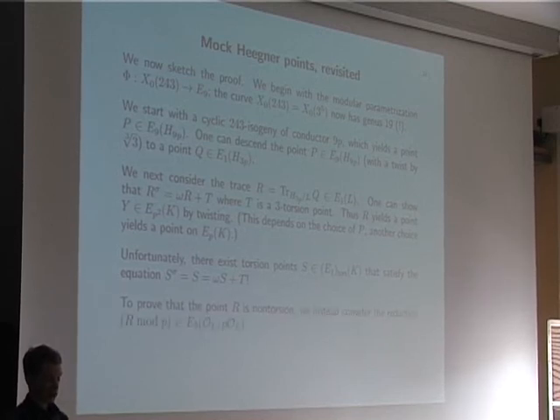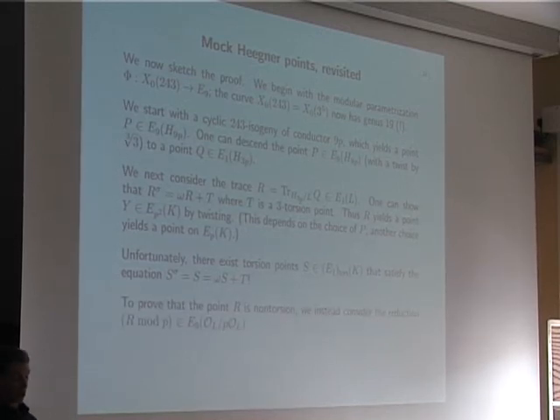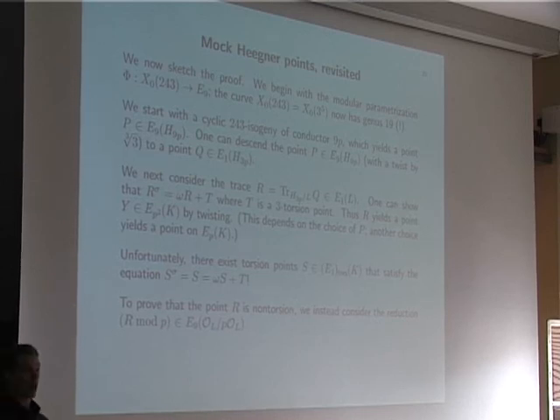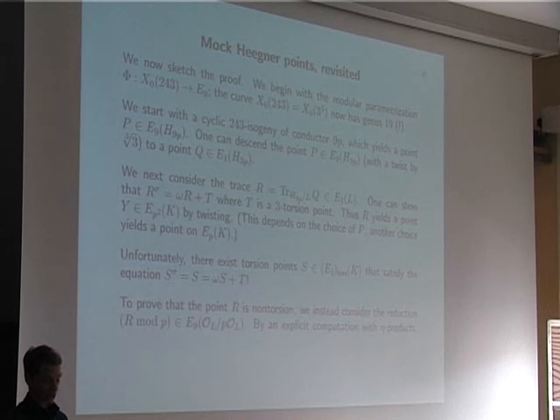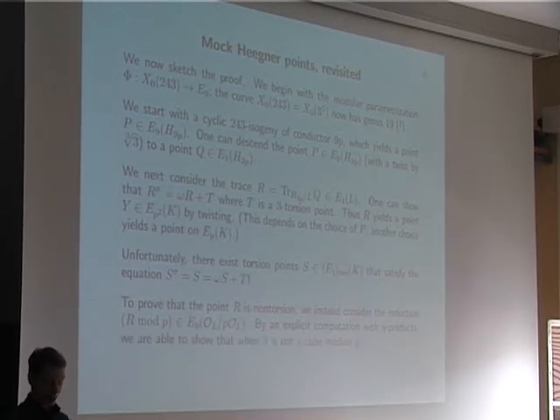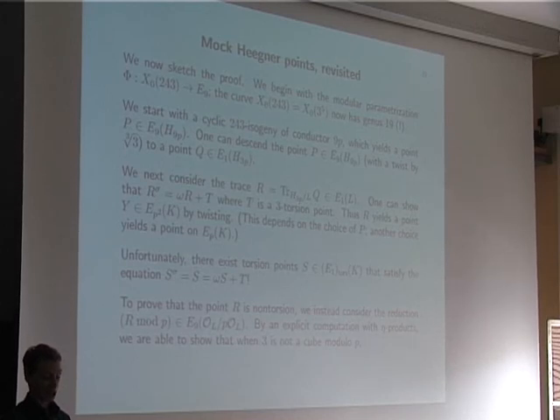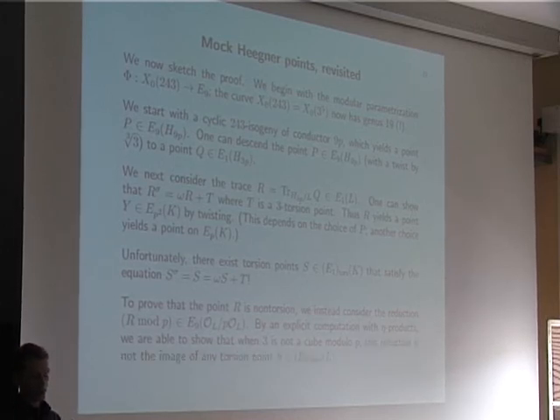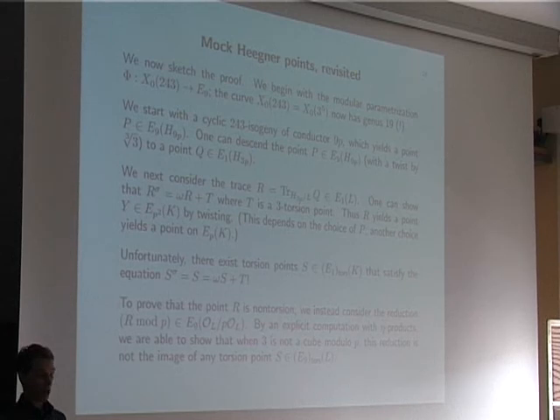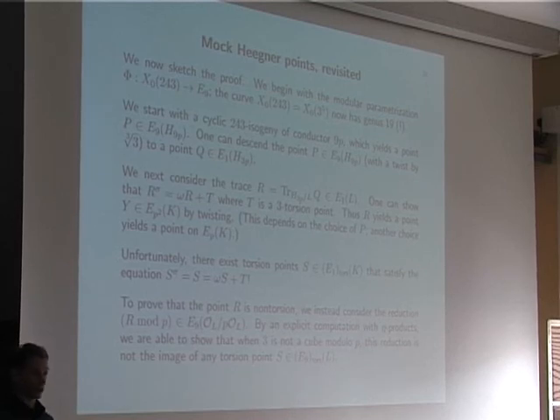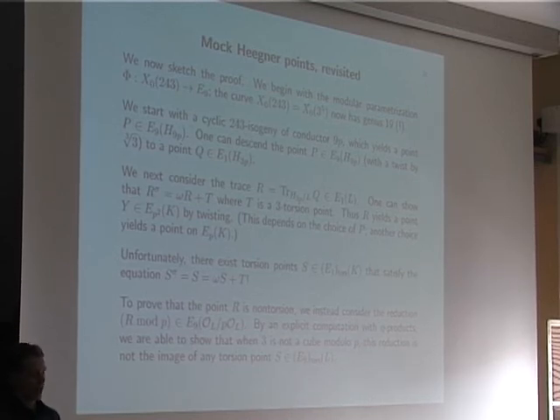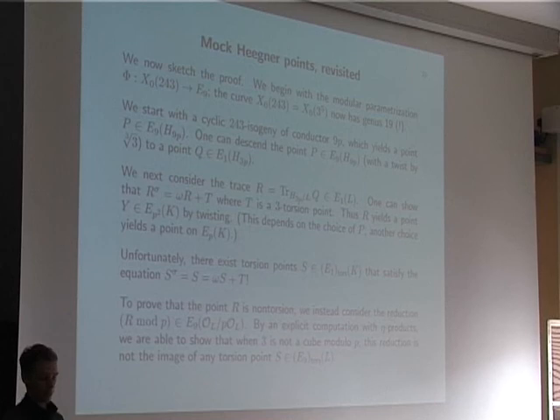So to prove that R is non-torsion, we take the point R, and we look at it mod P on E9. And it turns out that this modular parameterization, you could give it explicitly by eta products. And as a result, when 3 is not a cube modulo p, you really do reduce it and do a computation, and you can show that what you end up with is not the image of a global torsion point. So you have to work a little bit harder. I'm not going to say more details about that.